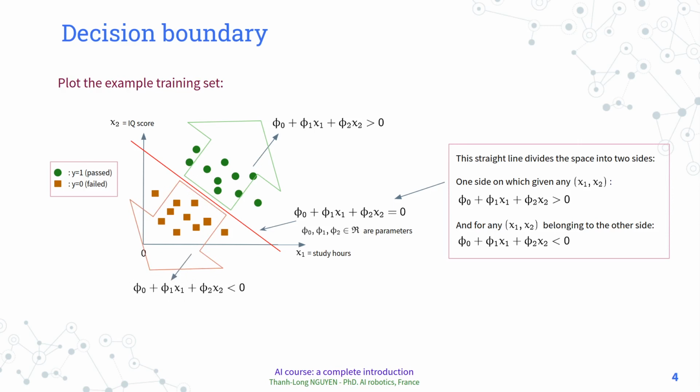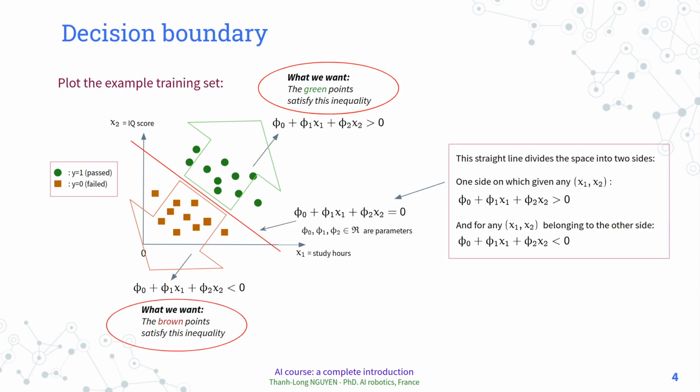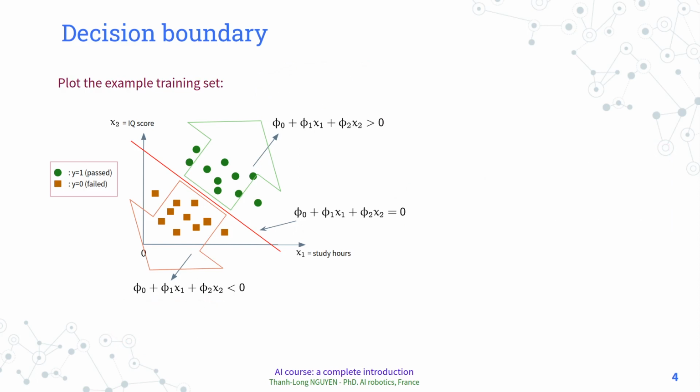Therefore, in order to well separate the data points, we want as many green points as possible to satisfy this inequality, so that they will all belong to the same side of the straight line. Conversely, we want as many brown points as possible to satisfy this inequality so that they all belong to this side of the straight line. So, from this analysis, we propose the following idea.